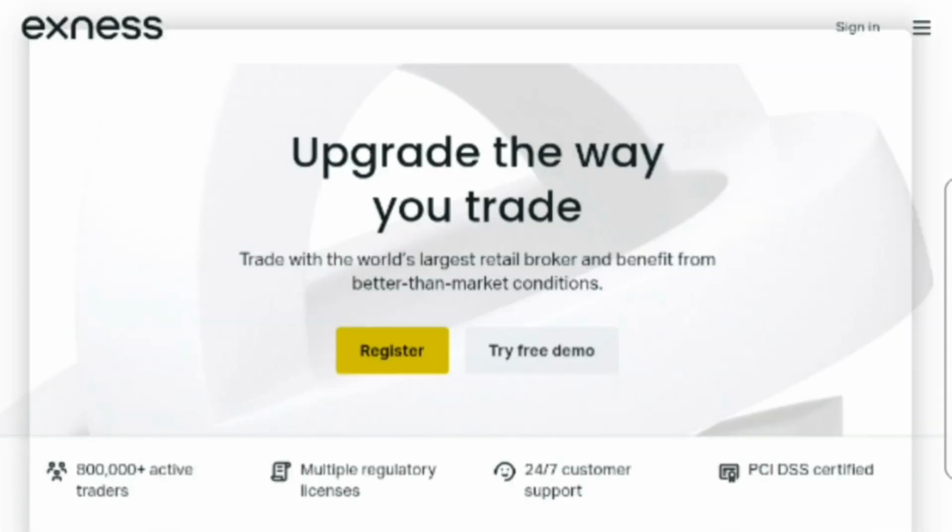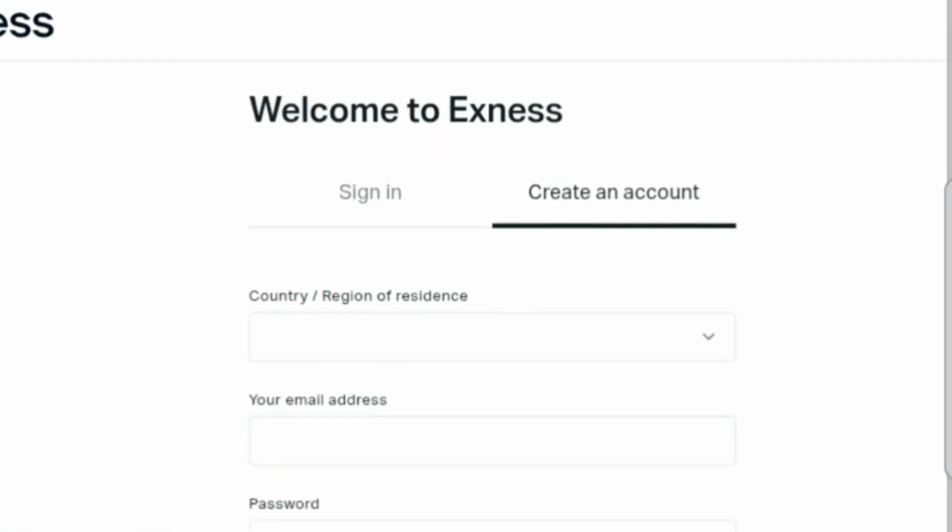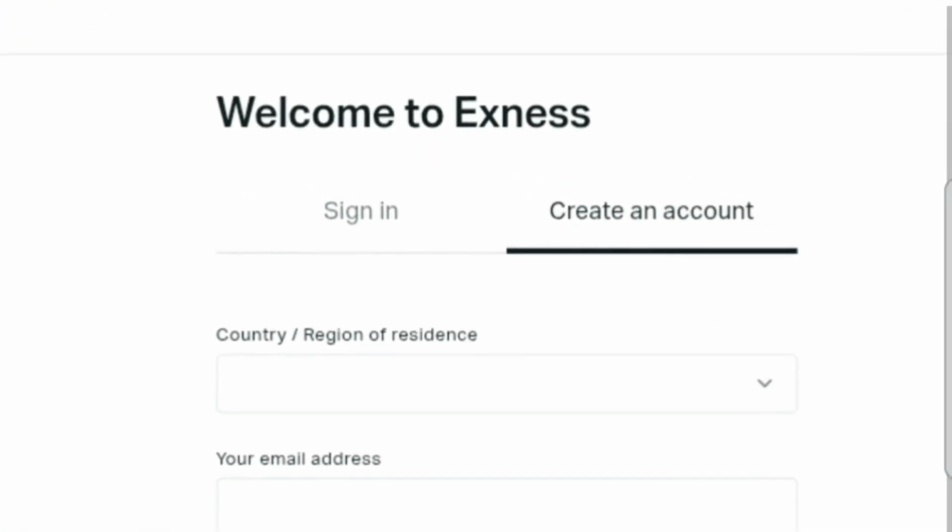So if you want to start using Exness, make sure you click the link in the description of this video and sign up with your email address. After signing up, confirm your email address and do your KYC verification using your NIN or any national ID card. After doing your KYC verification, you can start trading. I recommend you start with a demo. From scratch, you will reach the top.